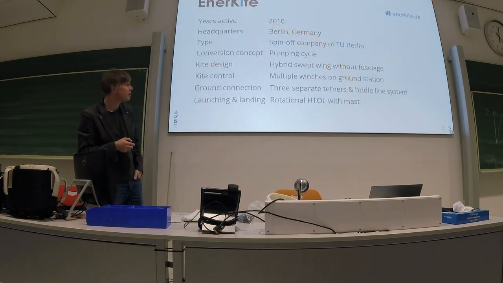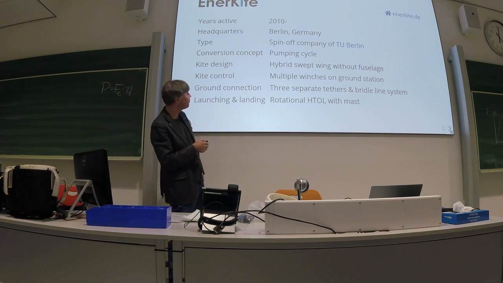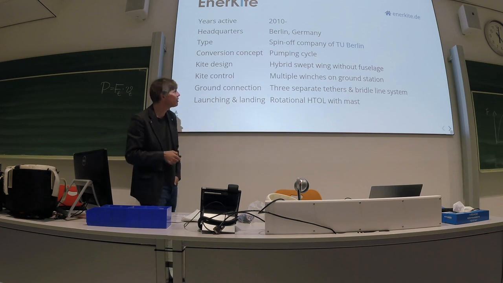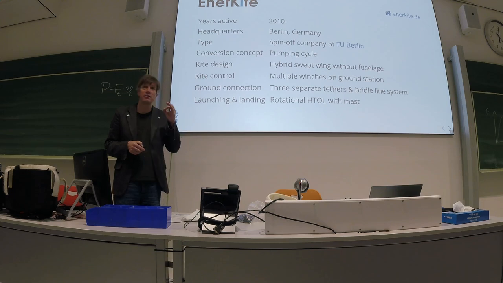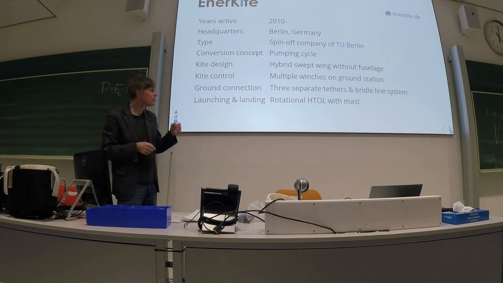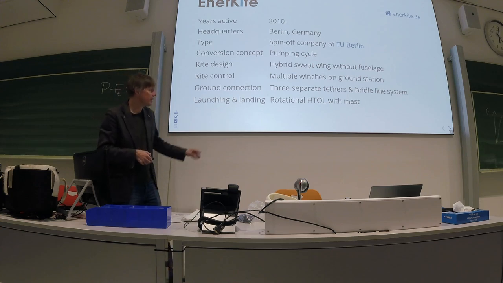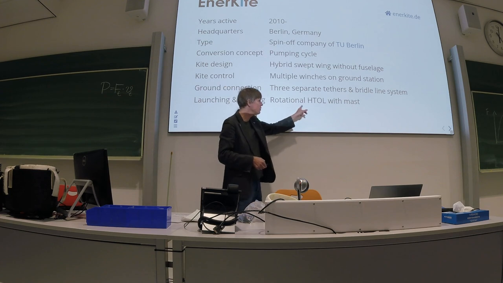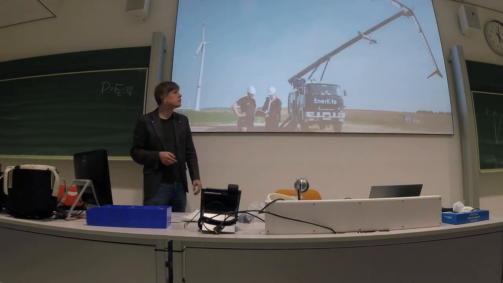Then we have Enerkite. Enerkite is also one of the early companies from Berlin, a spin-off of TU Berlin, also pumping cycle. They started with a soft wing and then transitioned towards a hybrid wing, and they used 3 tethers to steer this wing from the ground. And their speciality is a rotational mast-based launch setup, which you see here.